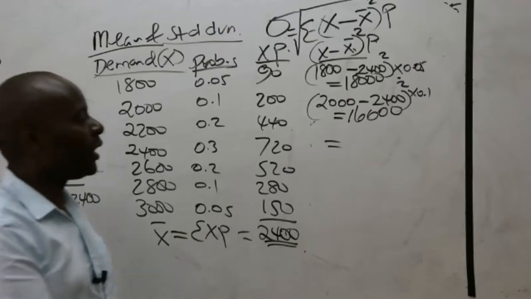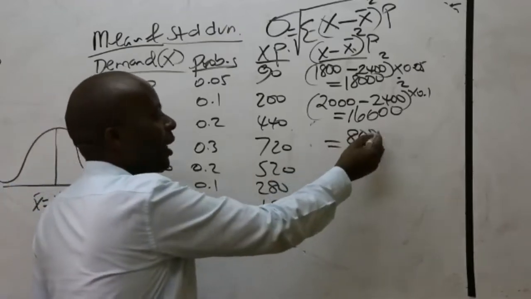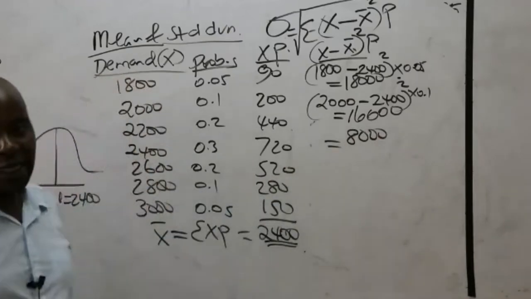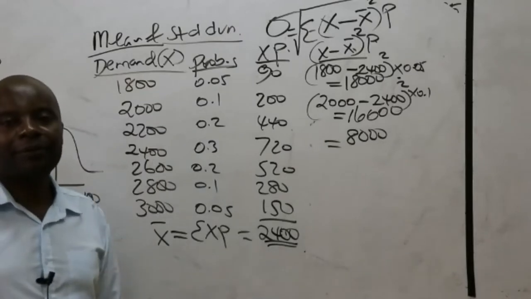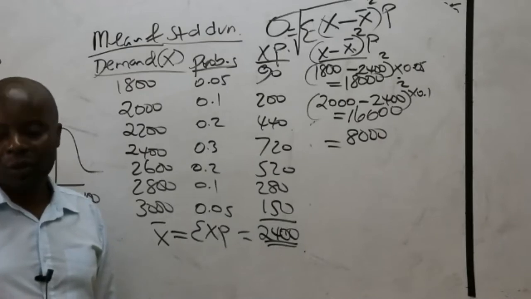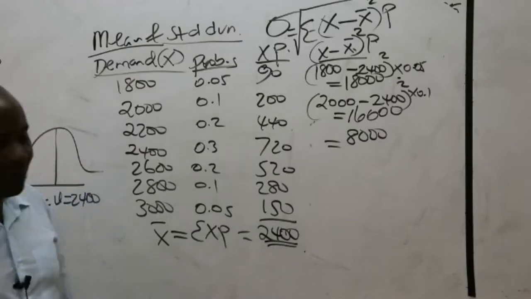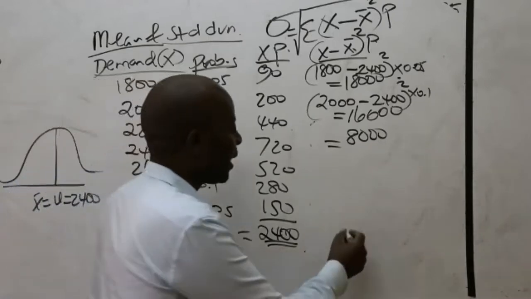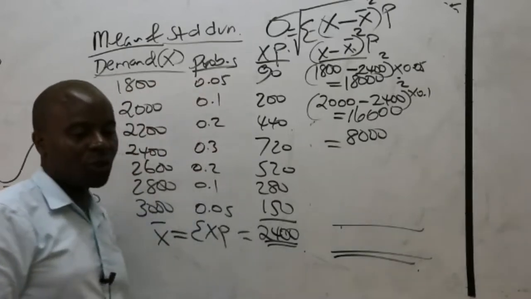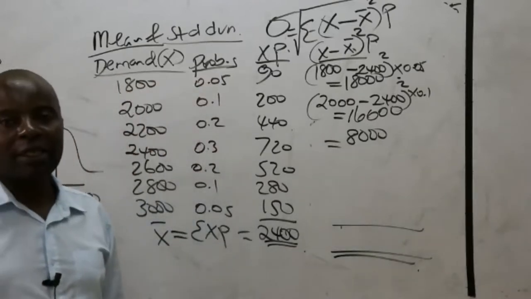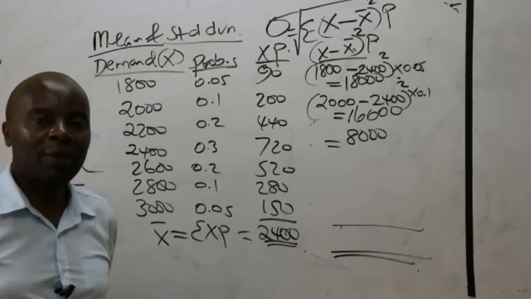So I'm being told it's 8,000. Please continue like that. Finish the entire thing. What now I'm interested in is the summation. I want the summation of those parameters.